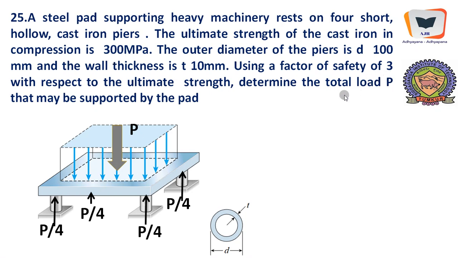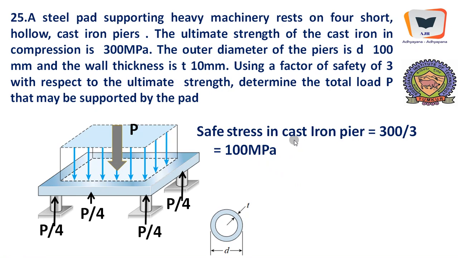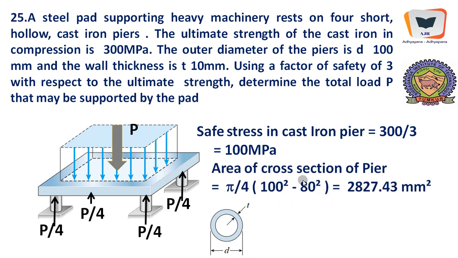We make use of the factor of safety and determine the working stress of these supports. Safe stress in the cast iron pier equals 300 by 3. 300 is the ultimate stress divided by the factor of safety 3, which gives us 100 MPa. Therefore, these supports must be designed for 100 MPa. The area of cross section of the pier equals pi by 4 times outer diameter square minus inner diameter square. The thickness is 10 millimeter, therefore 100 minus 20 gives us the inner diameter of 80. So 100 square minus 80 square gives us an area of 2827.43 millimeter square.